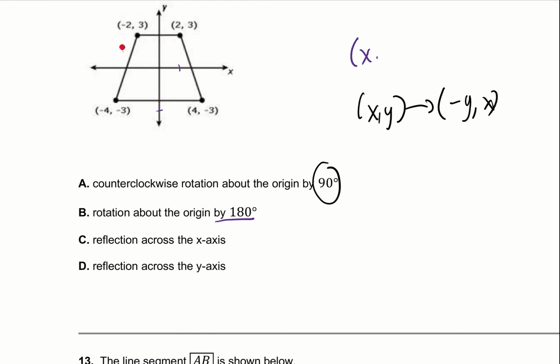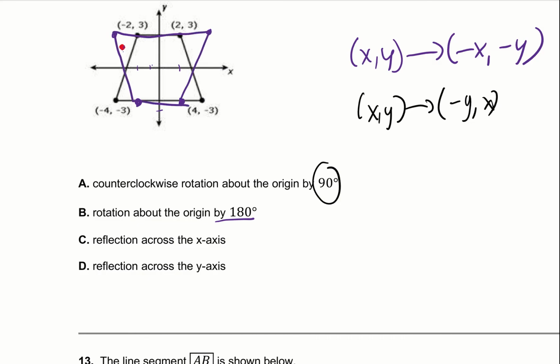The rule for rotation about 180 degrees is negative x, negative y. So if we did that, we get negative 2, negative 3, which is over here, positive 2, negative 3. This is going to be negative 4, positive 3, or yeah, negative 4, positive 3. And then this one over here, which is exactly what I said it would look like, something like this. So definitely not A, definitely not B. So let's do another rule.